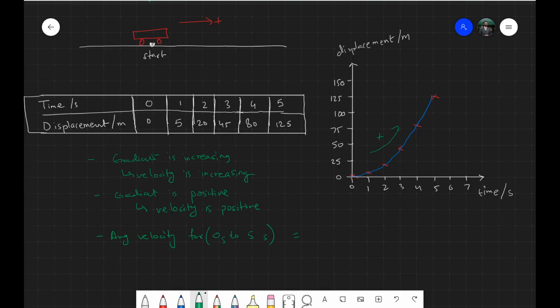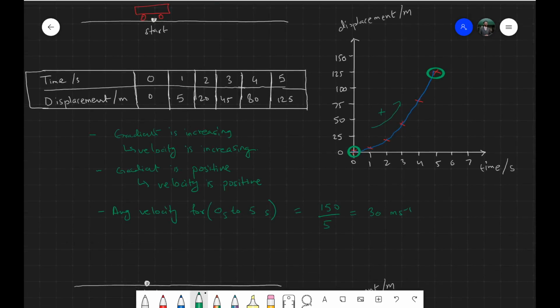How would you do that? Well, we know that it's just total displacement over total time. So the car was here at the end of the journey, and at the beginning of the journey it was at 0. So total displacement is 150 and the total time is 5 seconds. That gives me 30 meters per second as the average velocity for this journey.